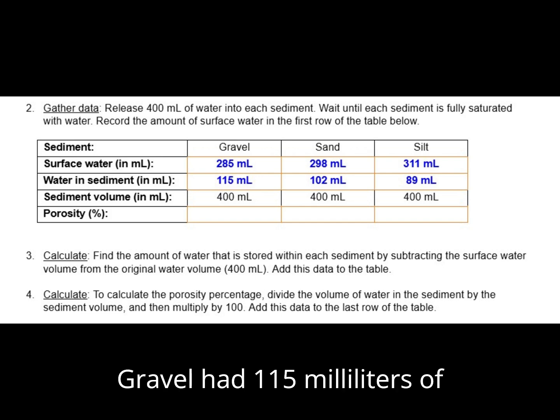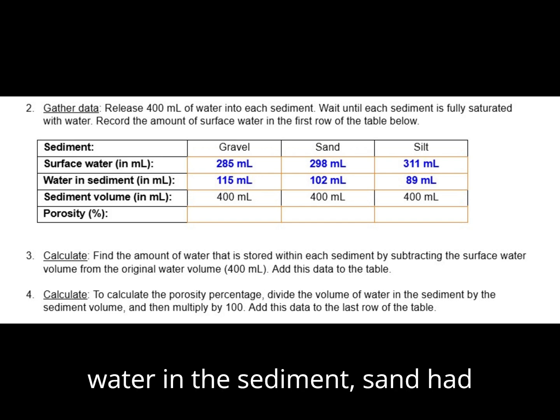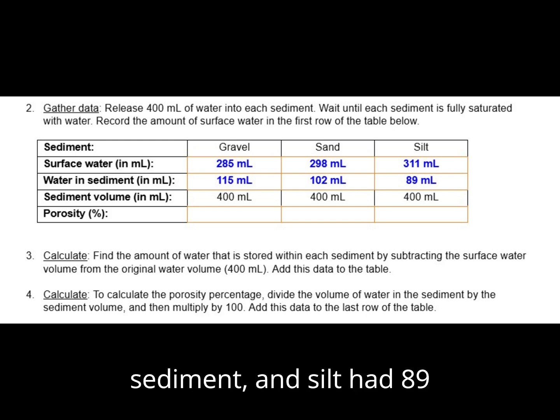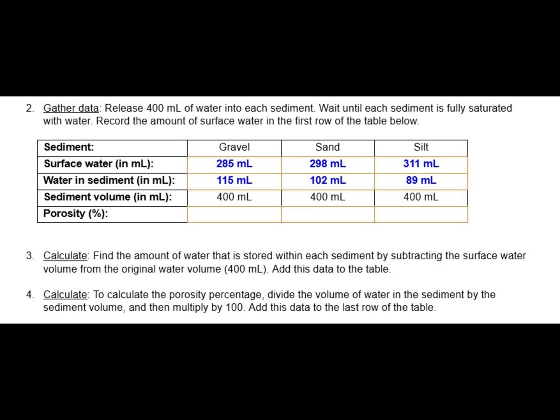Gravel had 115 milliliters of water in the sediment. Sand had 102 milliliters of water in the sediment. And silt had 89 milliliters of water in the sediment.